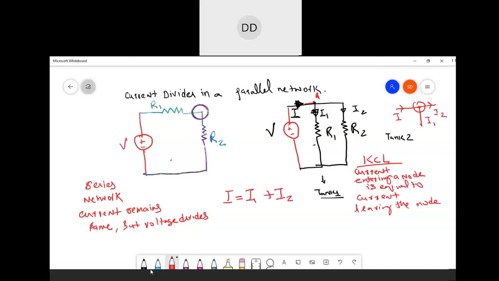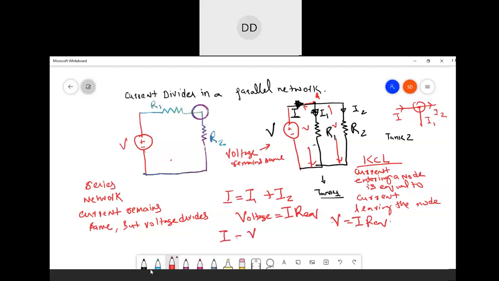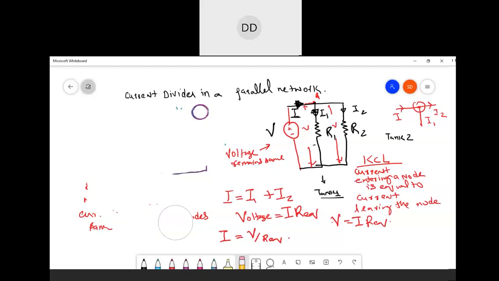In this current divider circuit, our voltage is the same. This voltage V will get applied here also, and here also V, because there is no drop. The voltage remains the same. So my total voltage is equal to the total current I into the R equivalent. So V is equal to I into R equivalent. In other terms, I can write I is equal to V by R equivalent. For the time being, I'll rub this network so that we understand only on this page.